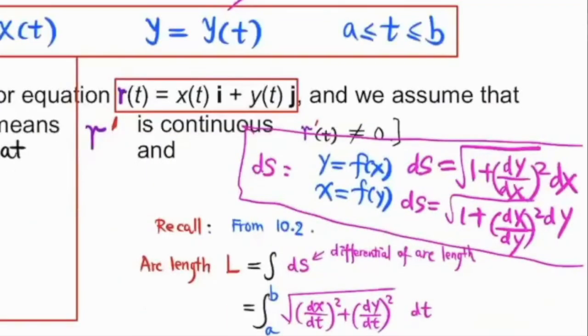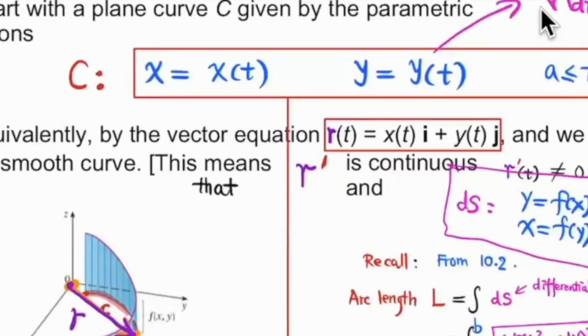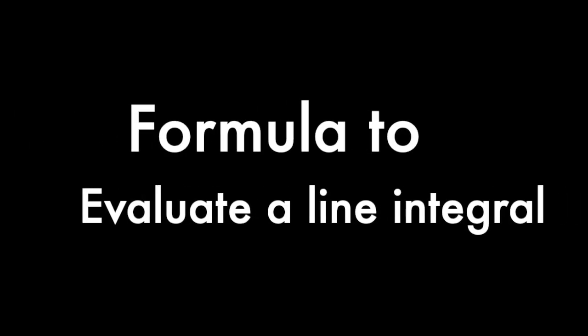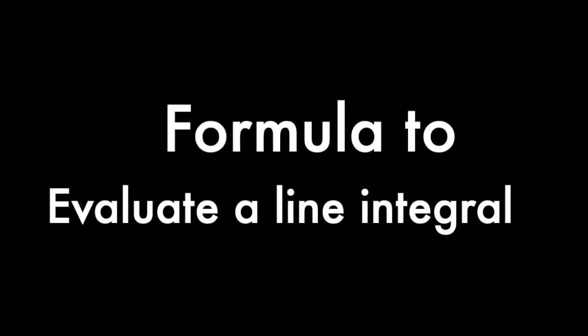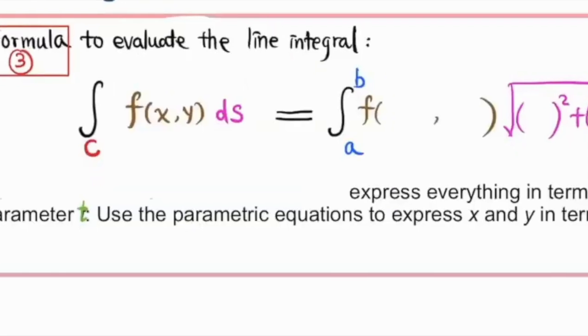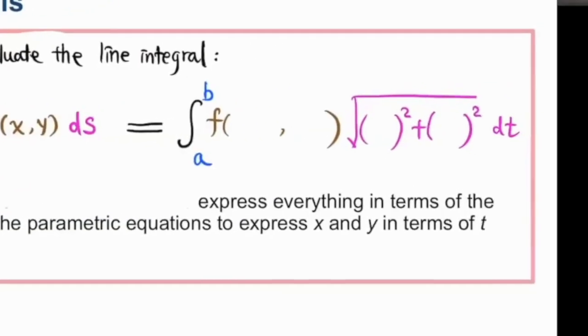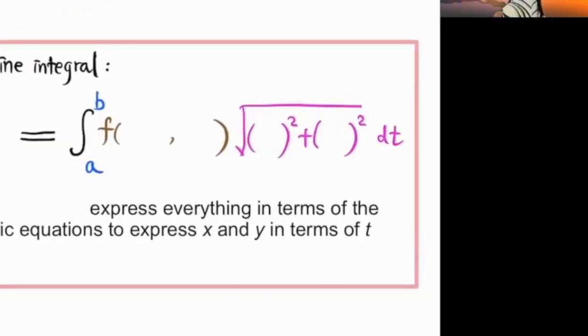So go back to this. This is how we got that, where t goes from A to B. So here is the formula to evaluate the line integral.